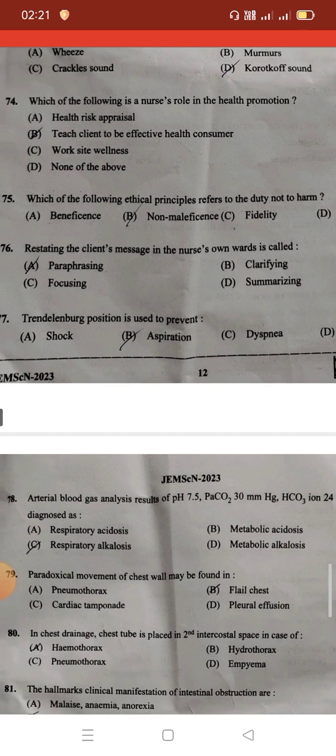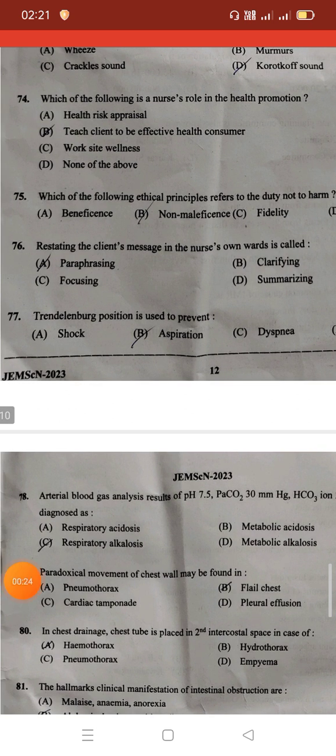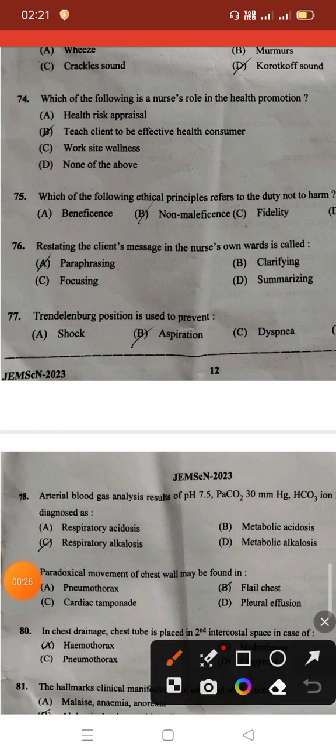Restating the client's message in the nurse's own words is called: option A paraphrasing, option B clarifying, option C focusing, option D summarizing. The correct answer is option A, paraphrasing.